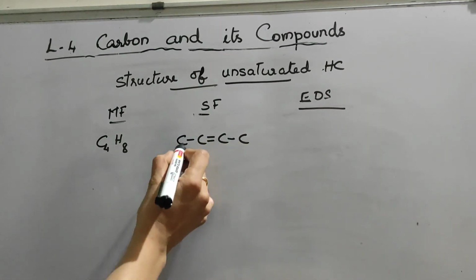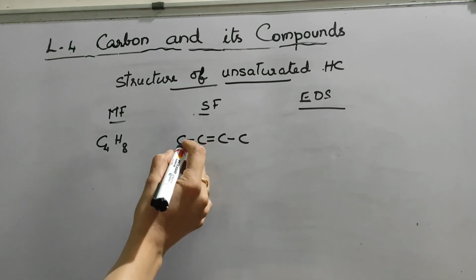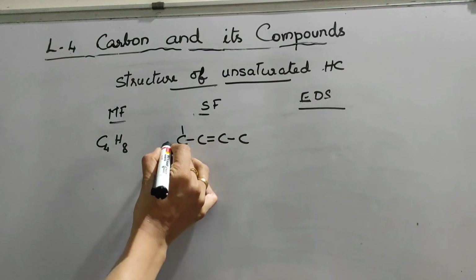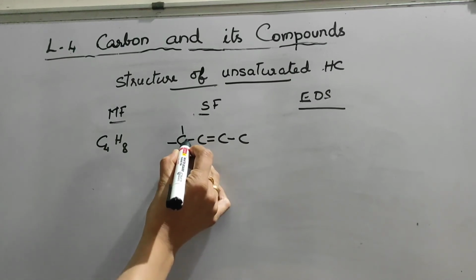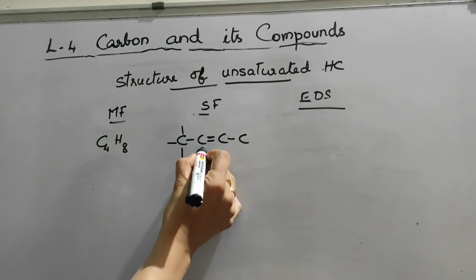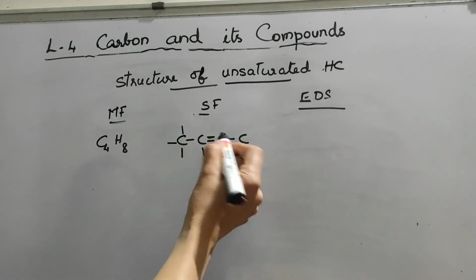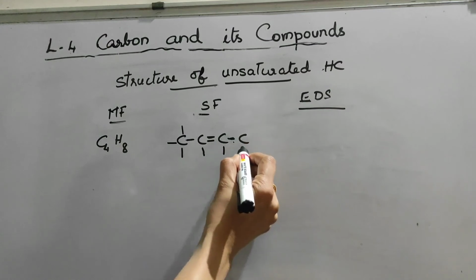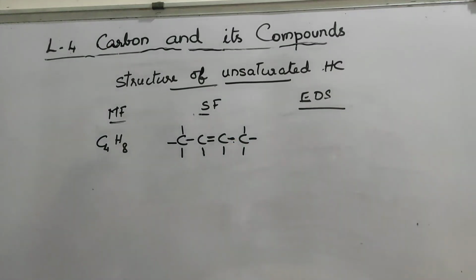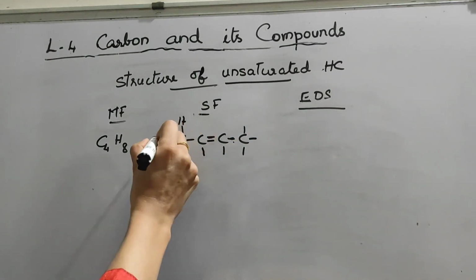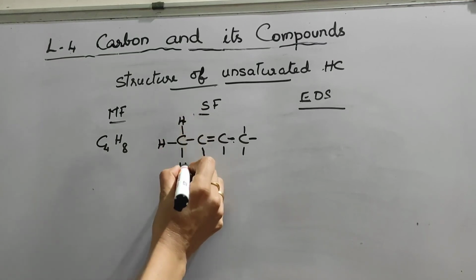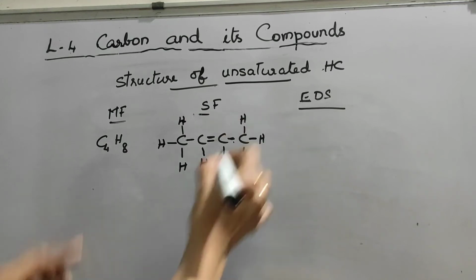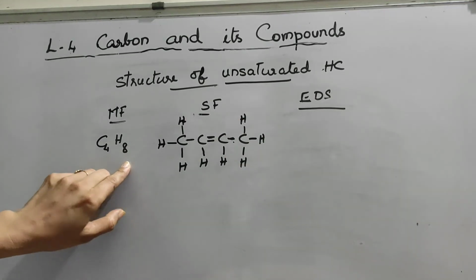Now fill the hydrogen. Before filling the hydrogen, we have to satisfy the valency 4. So one bond is there, 2, 3, 4. Look at the second carbon: 1, 2, 3, 4. I have mentioned down. Third carbon, 1, 2, 3, 4. Last carbon, 1, 2, 3, 4. Now fill the hydrogen over there: 1, 2, 3, 4, 5, 6, 7, 8. 8 hydrogen. Now the electron dot structure.